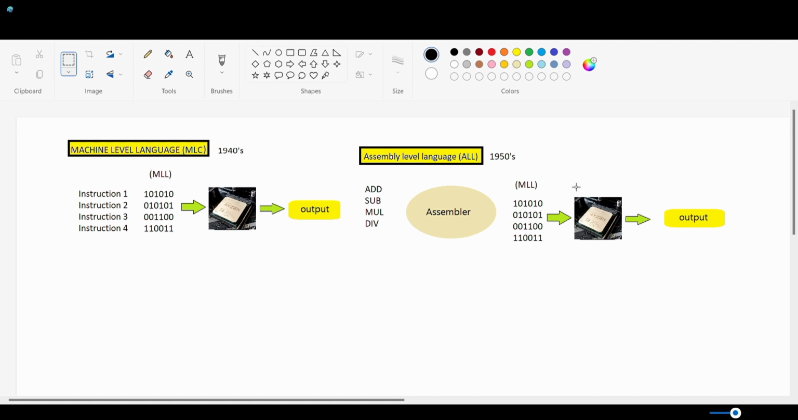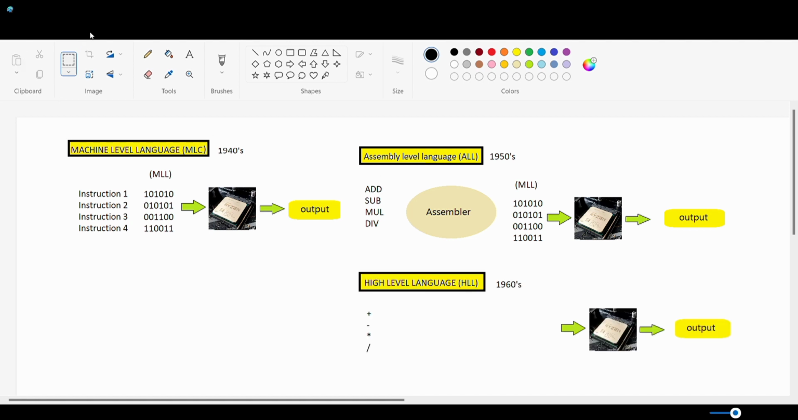Then in the years of 1960, they came up with a new language which was a high level language. It's a human readable language, a human can easily understand. As you can see, they started using symbols instead of using words. So again, I'm asking my friend, if this symbol I give to a microprocessor, will it give output?